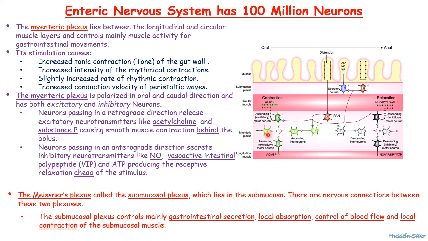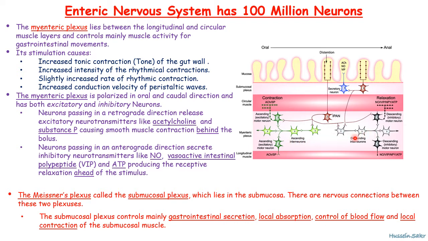For example, when the myenteric plexus is stimulated, this is associated with an increase in the tonic contraction of the gut wall, increasing the intensity of the rhythmic contractions, an increase in the rate of rhythmic contraction, and an increase in the conduction velocity of the peristaltic waves. So, stimulation of the myenteric plexus increases the tonic contraction, the intensity of rhythmic contraction, the rate of rhythmic contraction, as well as the conduction velocity of the peristaltic waves.